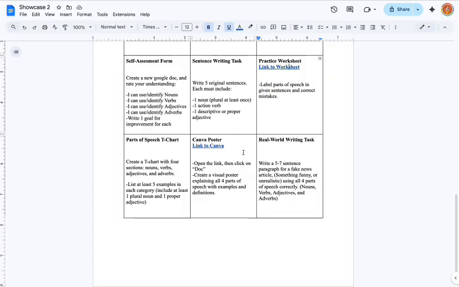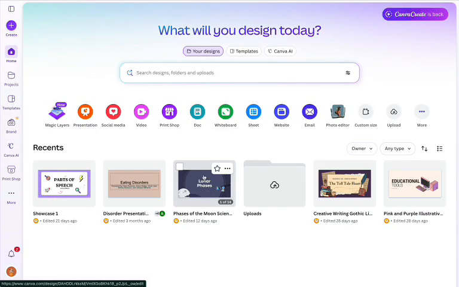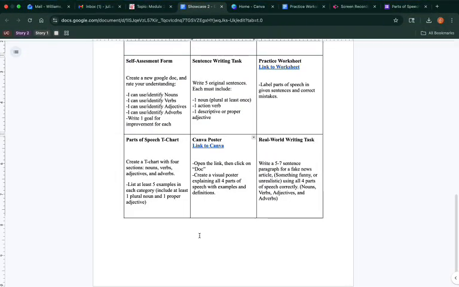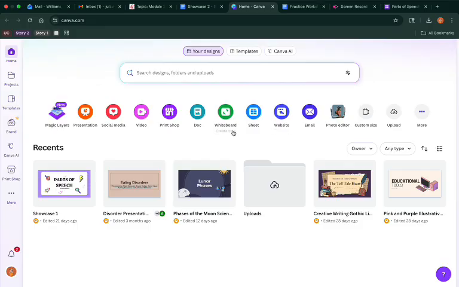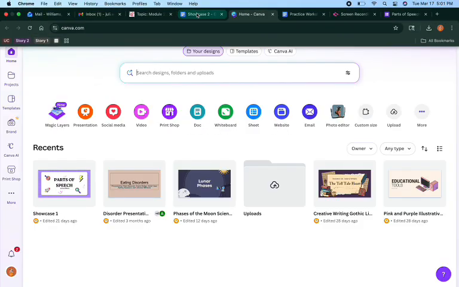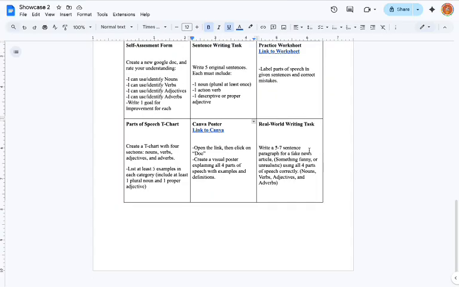Then we have a Canva poster, and here's that link to Canva, just again to make sure they have the correct link. They're going to open the link and then click on Doc, so going back to that link, it'd be Doc right here. And then they're going to create a visual poster explaining all 4 parts of speech with examples and definitions.